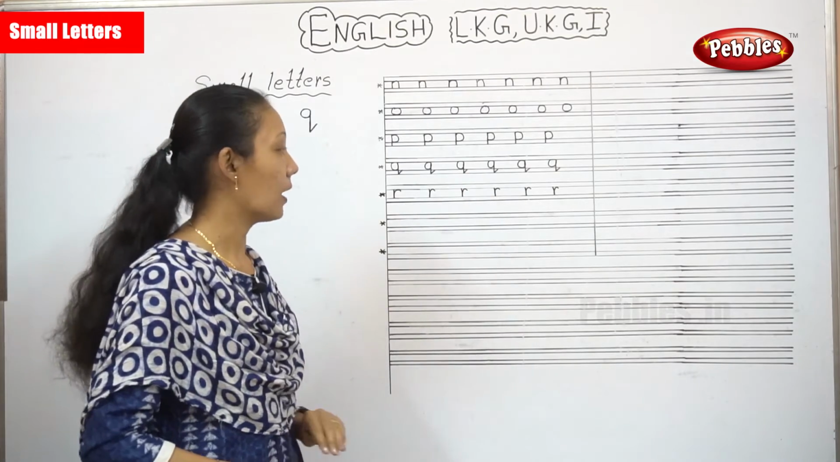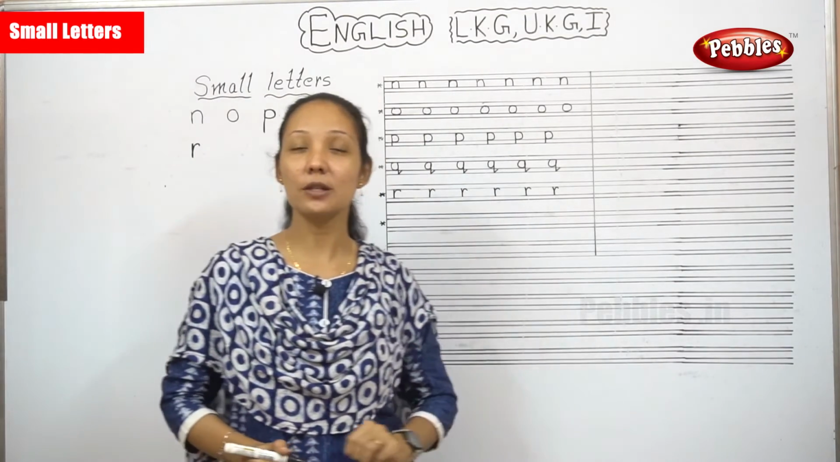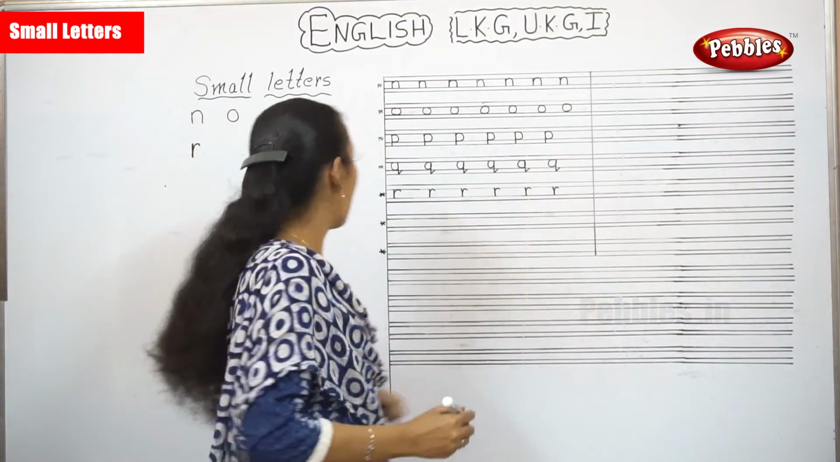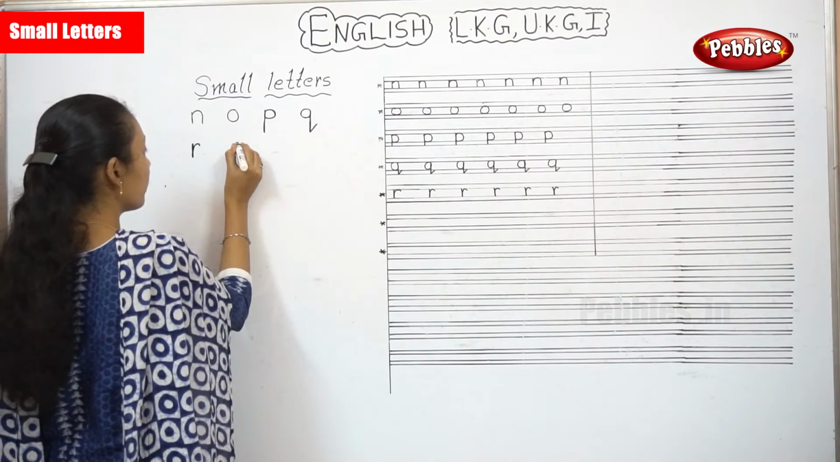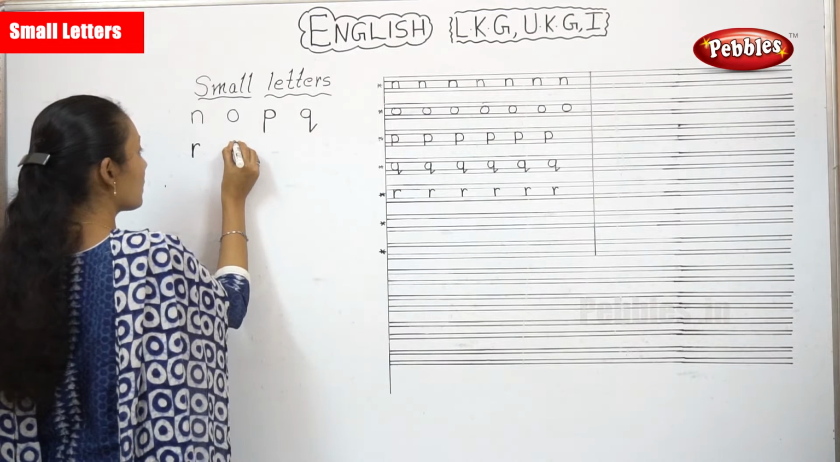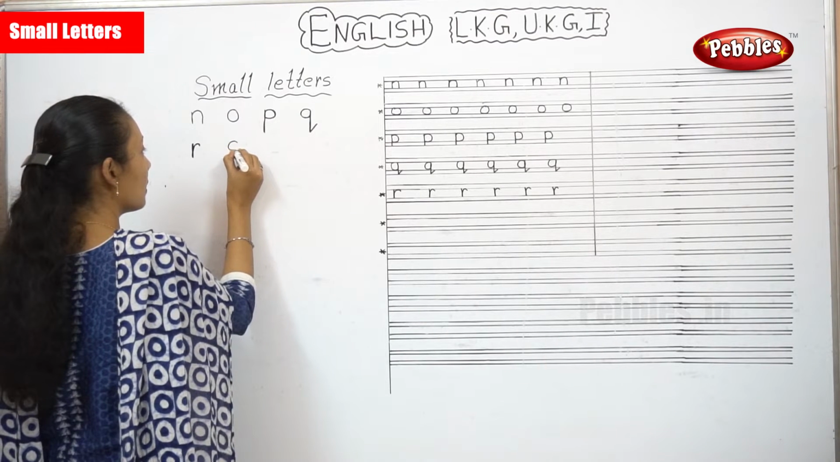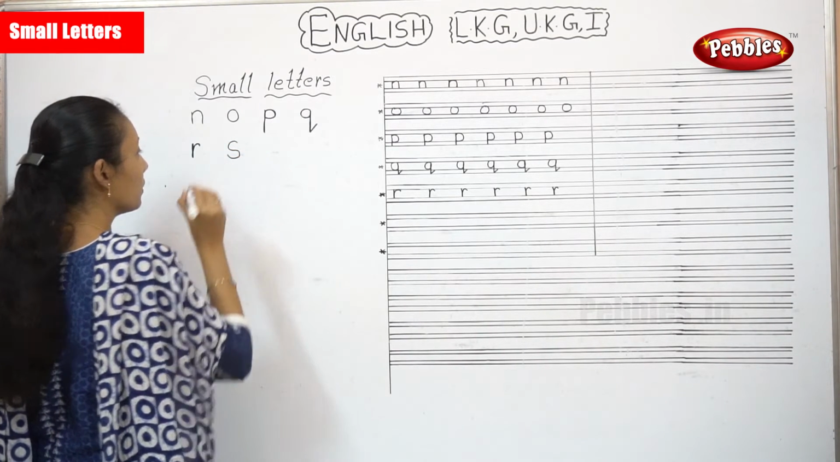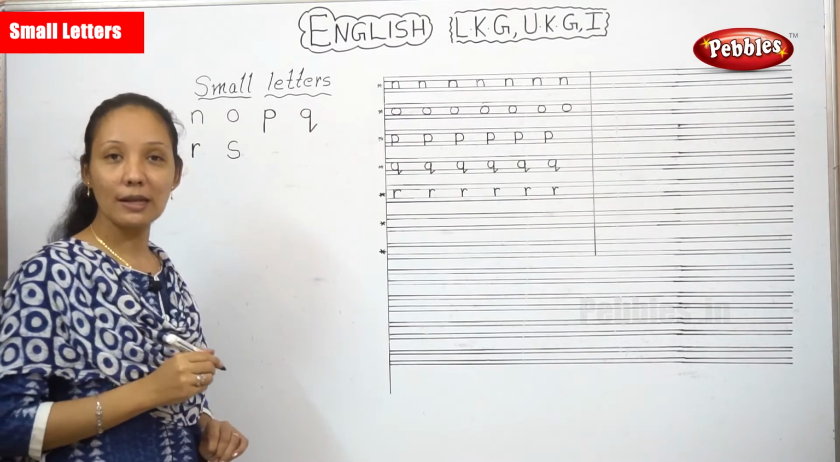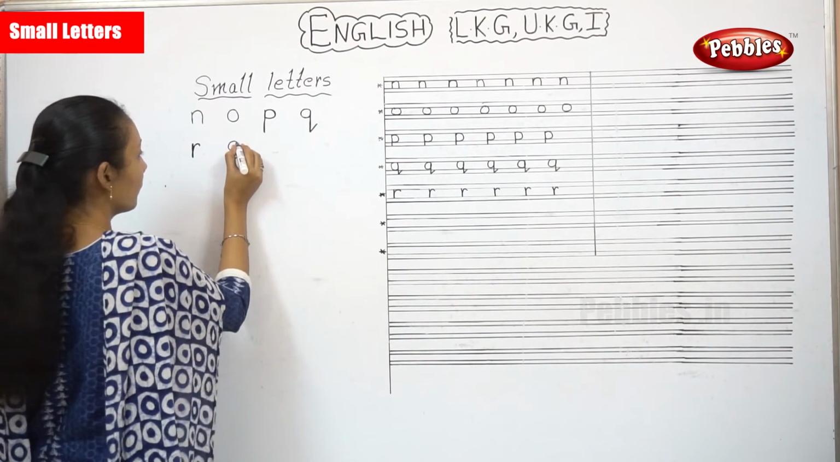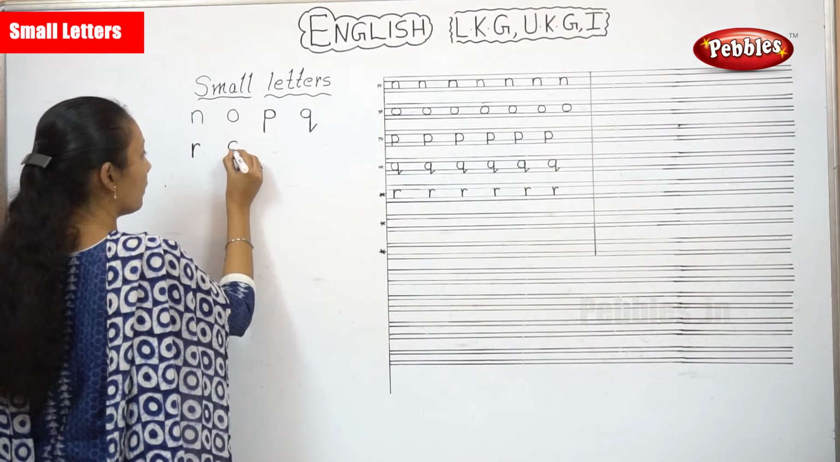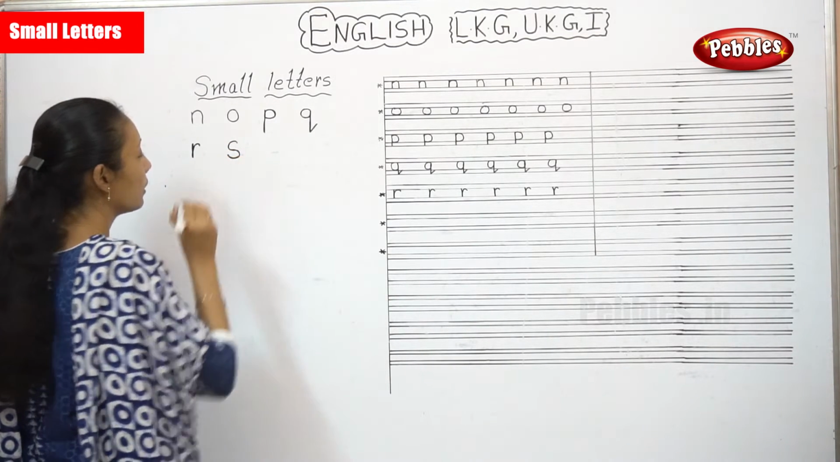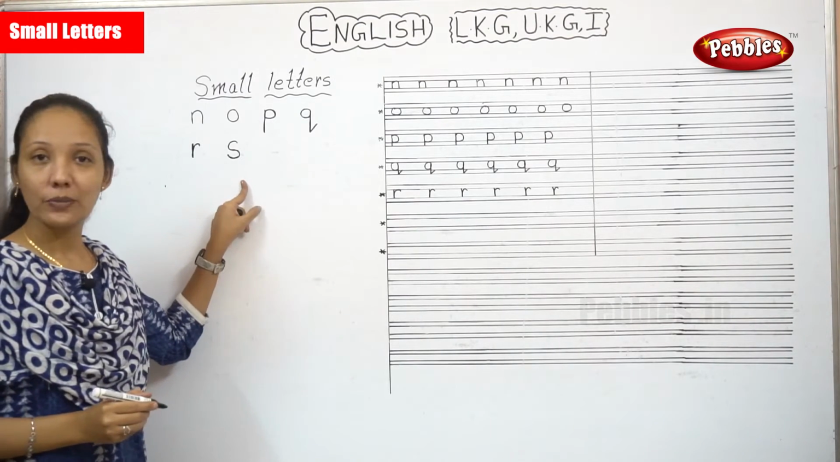Okay, now after R, what is your next alphabet? Yes, after R, your next alphabet is S. How do you write your S? Yes, a small c and a curve. This is called small letter S. Like you start to write a small c and you come down and you curve. This is called small s.